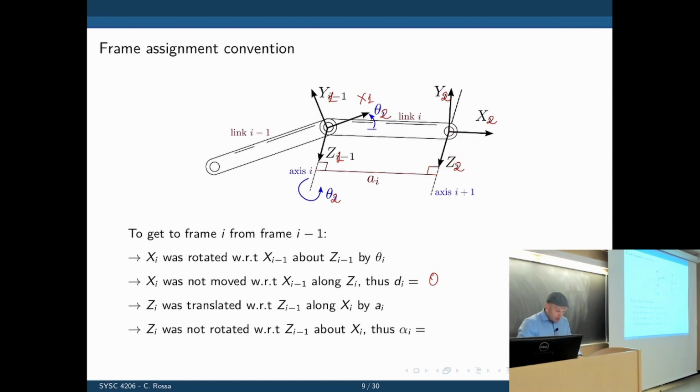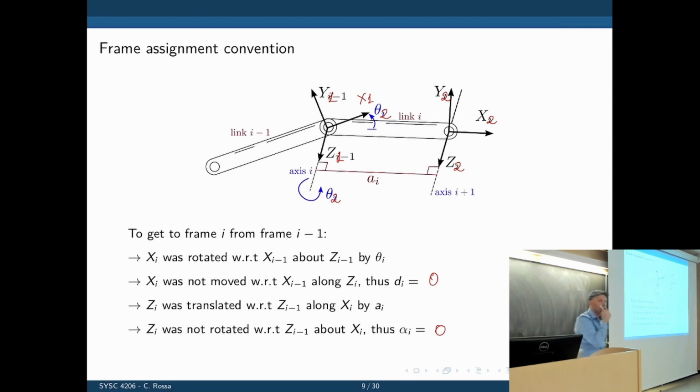And finally, the axes Z were rotated about X by a certain amount. Both axes are coming out of the plane, and we did not rotate them about x, because that would mean rotating up and down. They were not rotated because they're still parallel, so alpha is 0.